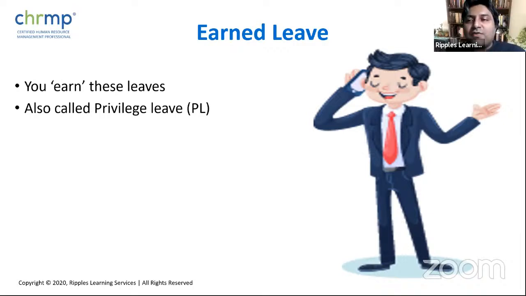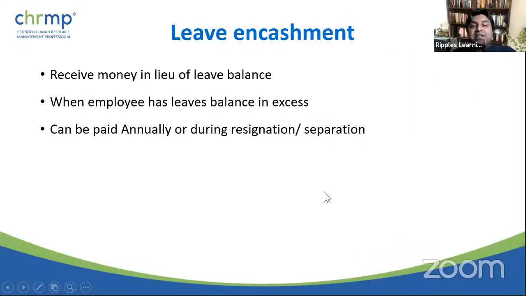But just in case you have gone about not taking this leave, then extra money is paid to you, right? Extra money is paid to you. That's why it's called privilege leave. For example, if we talk about a country like India, we are talking about this whole idea of earned leave and leave encashment going hand in hand.